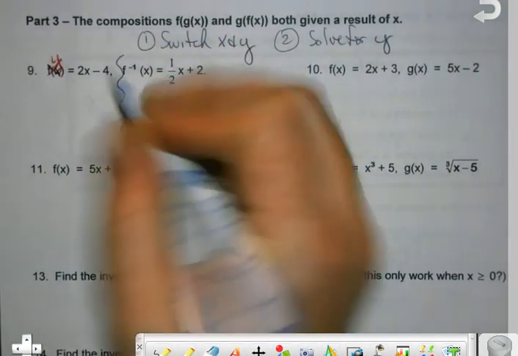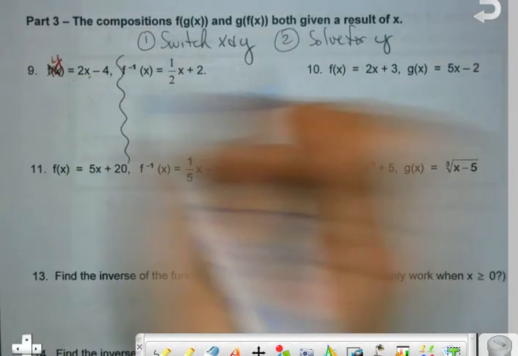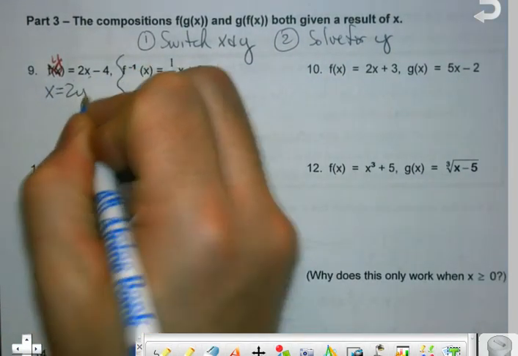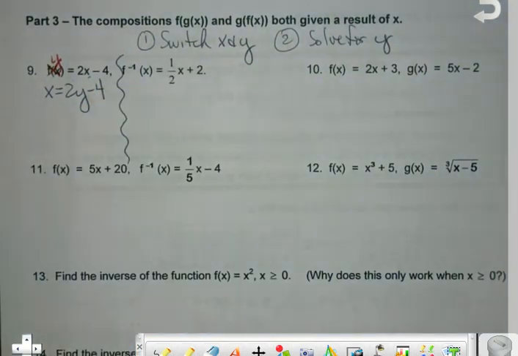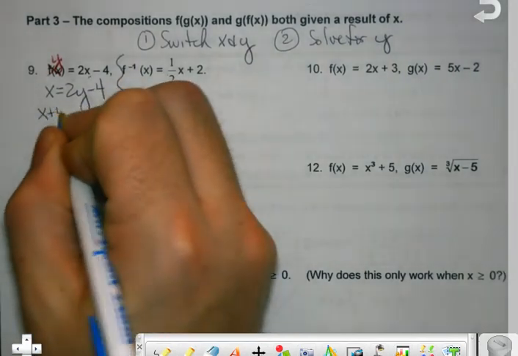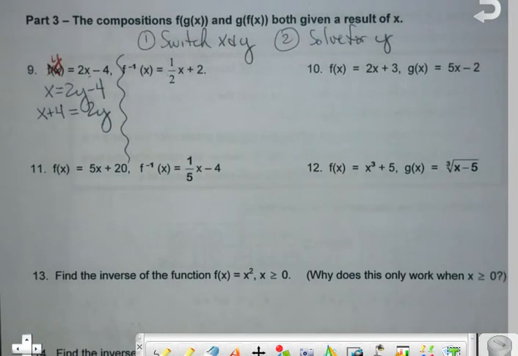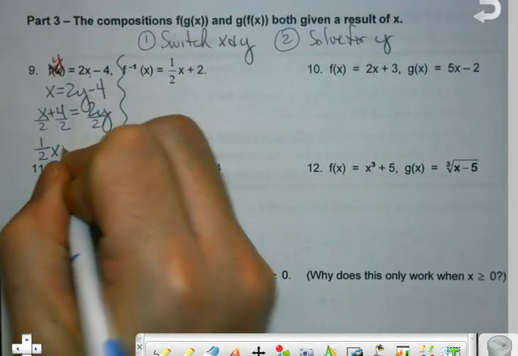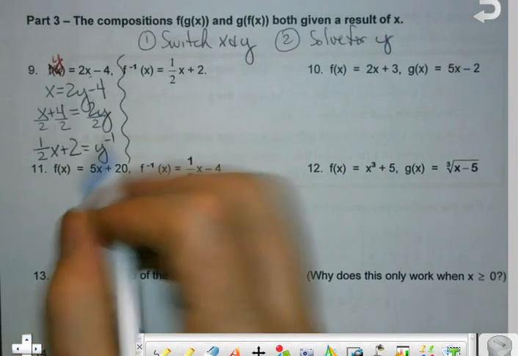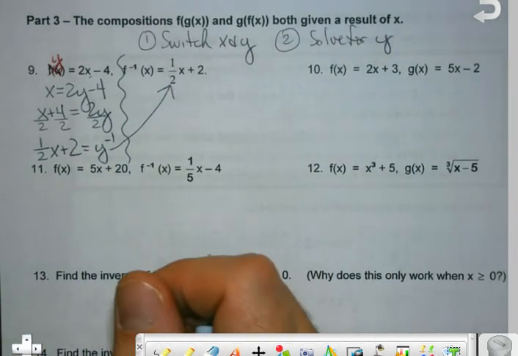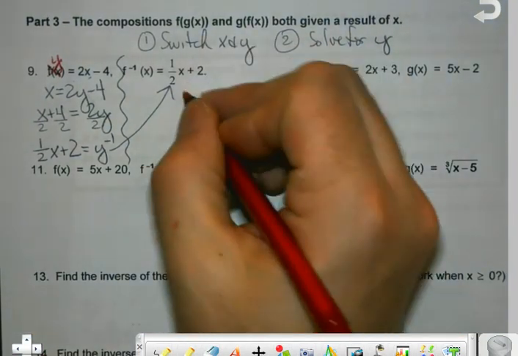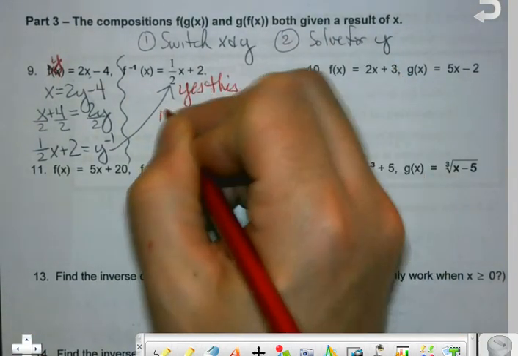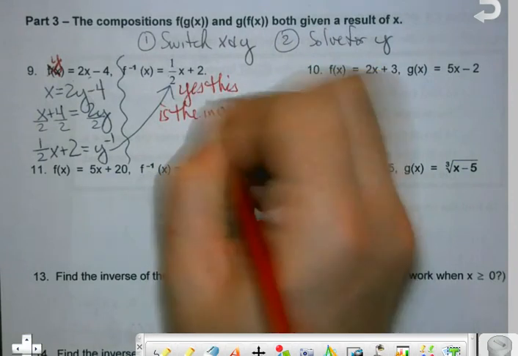I'm only dealing with this right now, okay? First job, switch x and y. What do I need to do next to solve for y? Okay, add the 4. Last step, divide by 2. 1/2 x plus 2 equals the inverse. Does this match what's over here? Yes. Okay? So, yes, that would be the inverse.